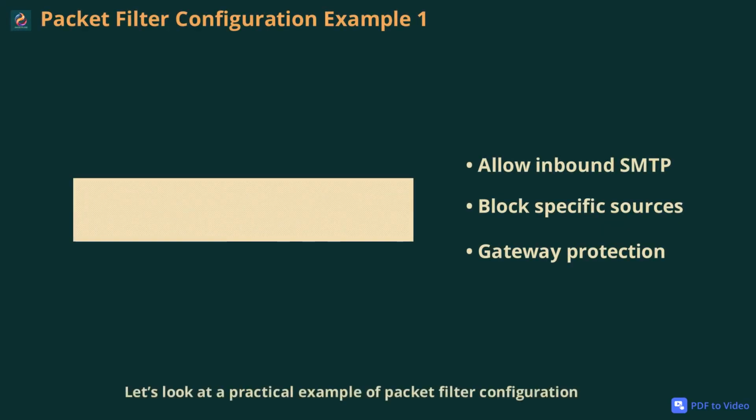Let's look at a practical example of packet filter configuration. Suppose you want to allow inbound mail, SMTP, port 25 only to your gateway machine while blocking mail from a specific site called Spigot. By defining rules that specify the source, destination, and port, you can control which packets are allowed and which are blocked. This example illustrates the importance of precise rule definitions in maintaining network security.